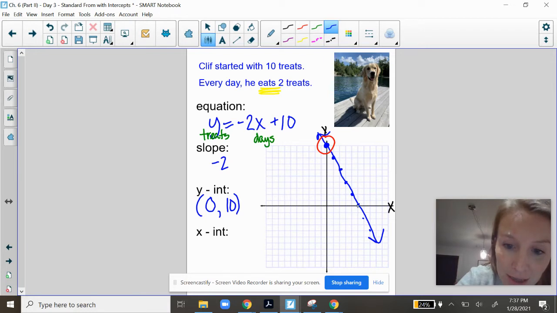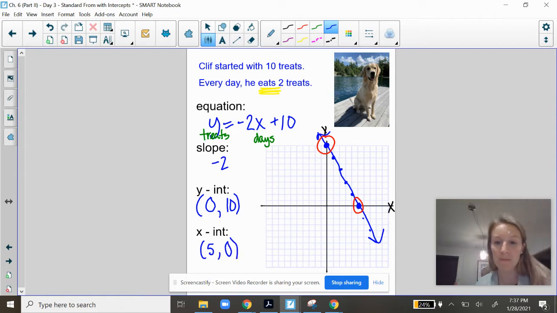Now my x-intercept is right here. Look at the coordinates of this nice x-intercept. It's saying that I've gone over 5, I've taxied 5, and I've gone up 0. Okay. If we think about this x-intercept, again, where the line crosses the x-axis, in the context of our scenario with Cliff, that means that after 5 days, right, because x is days, after 5 days, Cliff will have 0 treats. He's eaten them all up.